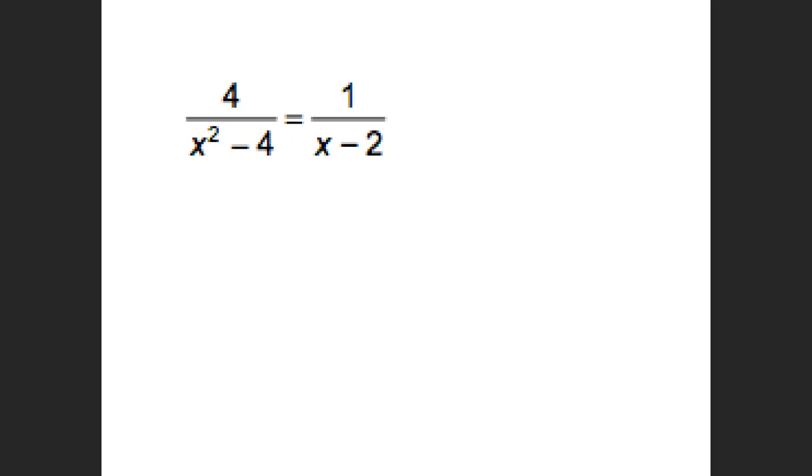Now, I will tell you, I would factor. If I end up with a problem like this, I would factor. So I would rewrite this as 4 over (x minus 2)(x plus 2) is equal to 1 over x minus 2. Now, you know your lowest common denominator has to have both things in there, right? So my lowest common denominator in this problem is going to be (x minus 2)(x plus 2).